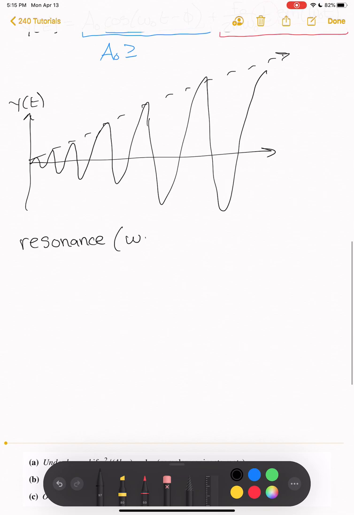When omega is equal to omega naught, it has a lot of consequences in engineering. So if you are an engineer taking this course and you're going to build something in the future, please don't build it with resonance. An example, if you want to look it up, is the Tacoma Bridge.